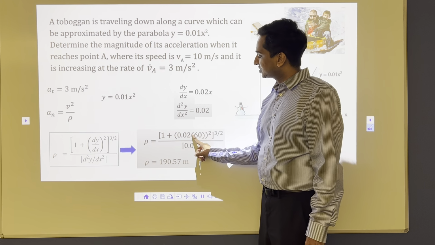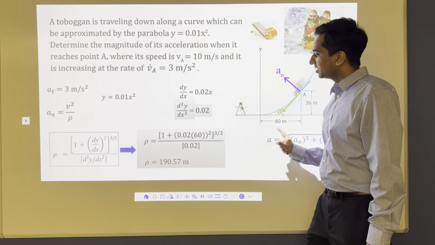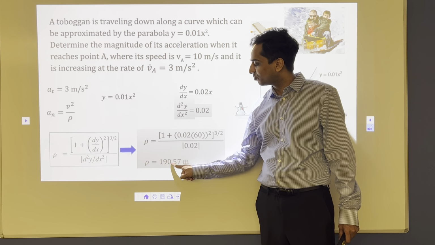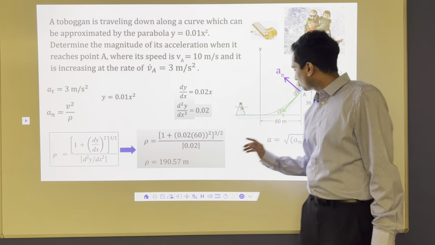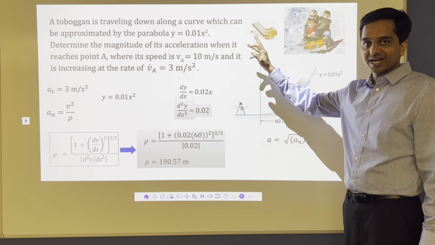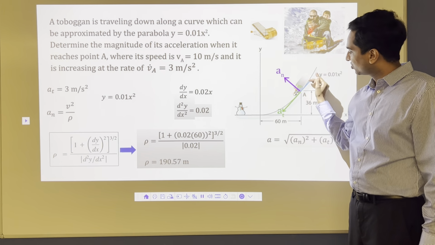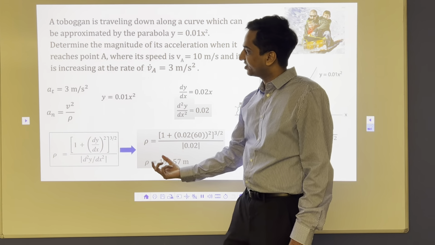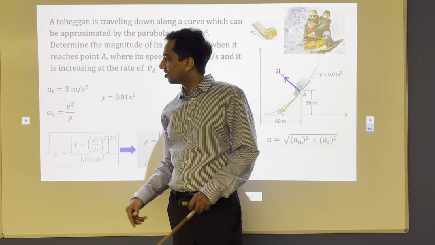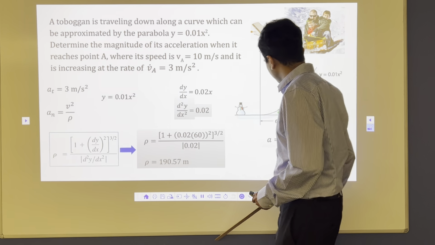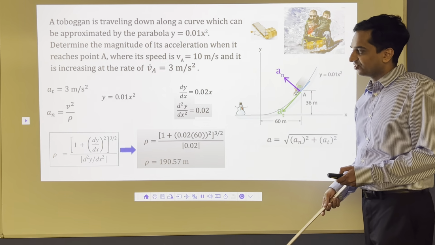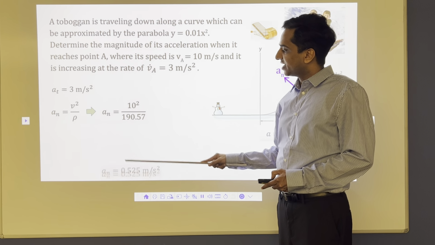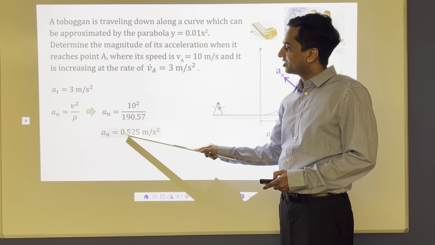So I'm going to put that x is equal to 60 meters, and then I'll get a radius of 190.5 meters. So this radius is somewhere at 190 meters, and the center is there for this part at point A. Once I have that radius, I can find out an. Once I have that an, I'm going to calculate acceleration. So v square by rho, 10 square by rho, I will get a value for an of 0.525.